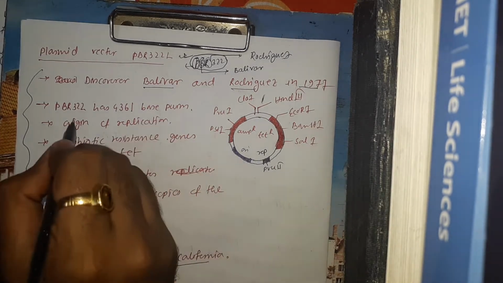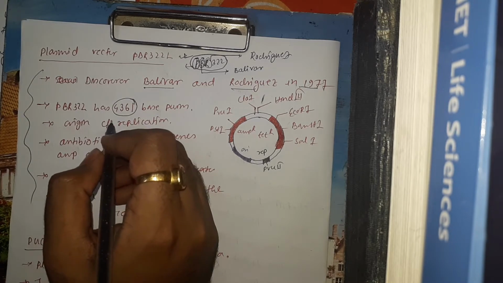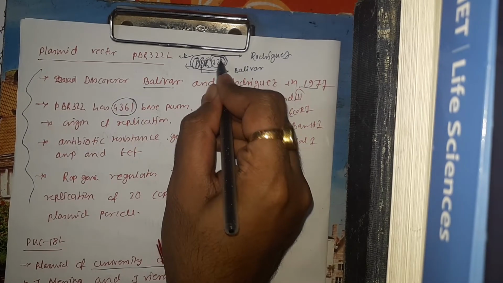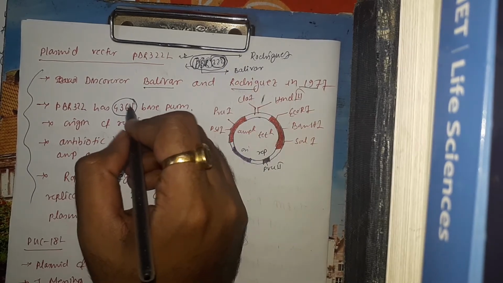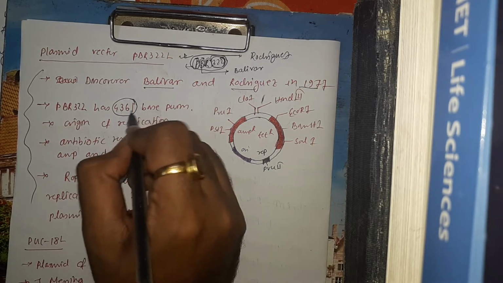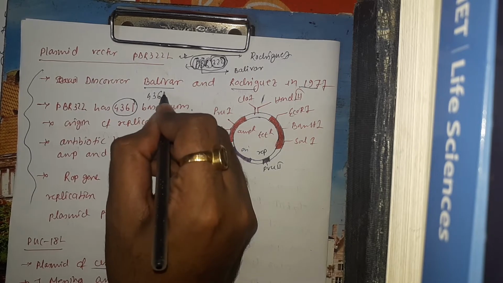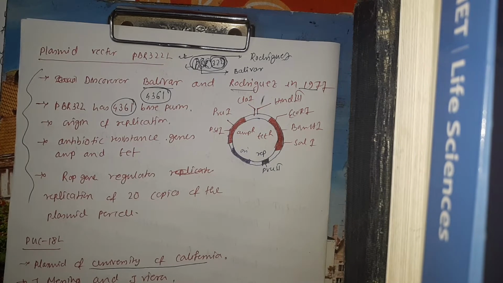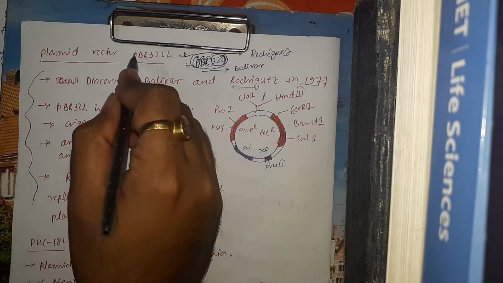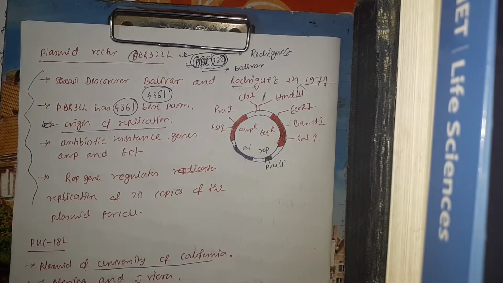So pBR322 has 4,361 base pairs. By looking at the term 322, you can also remember the base pair number, something like 361. So pBR322 has 4361 base pairs. As I have told you that it is a plasmid vector, it must have an origin of replication.